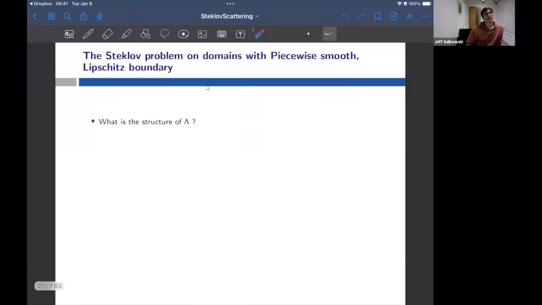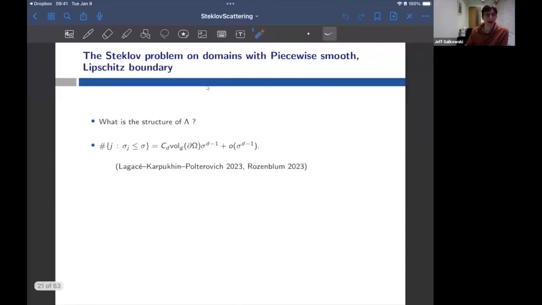So let's make our lives a little bit easier. Let's go to the piecewise smooth Lipschitz case. Here, you probably think there's some hope to understand these things, right? The singularities are sort of isolated. Everything is a bit nicer. And this is the setting in which I'm going to work for the rest of the talk. So again, you can ask, what is the structure of lambda? And sadly, the answer is still the same. We don't really know. But we're going to work on that. You can ask about eigenvalue asymptotics. And in general dimension, the best we have is still this result of Lagacé, Karpukhin, Polterovich, and Rozenblum. You have the top order term.